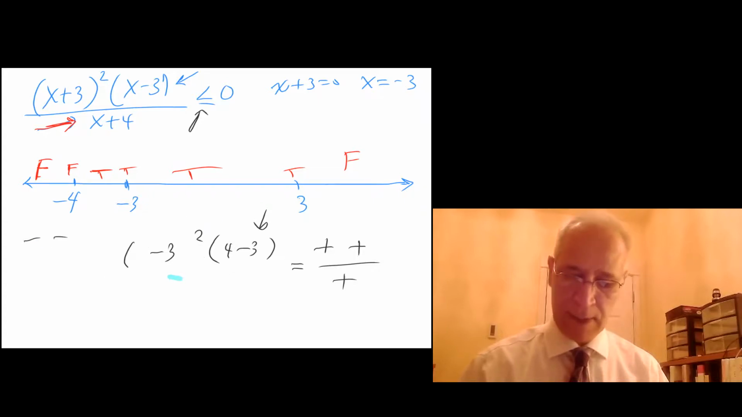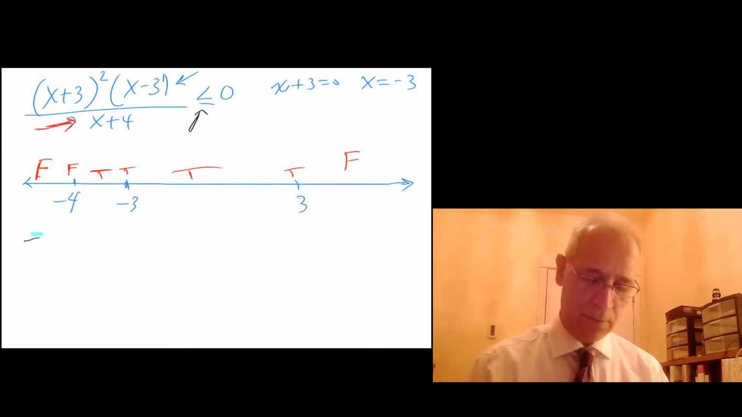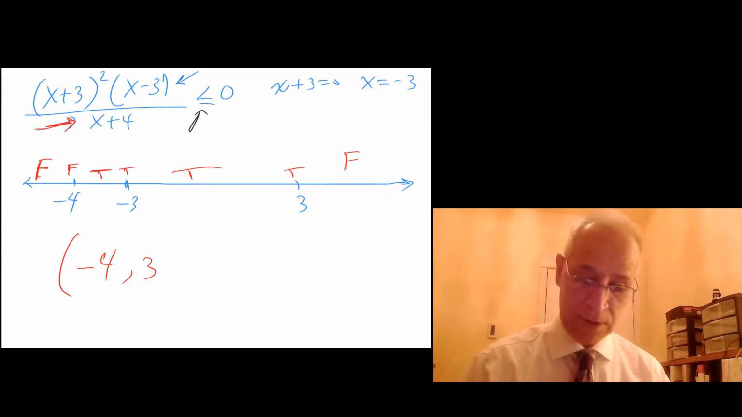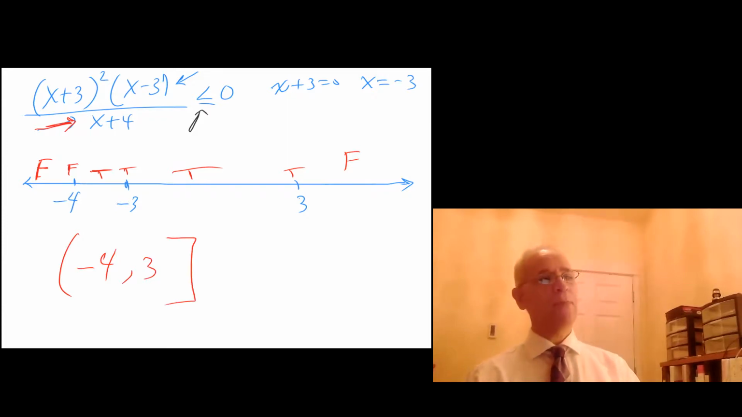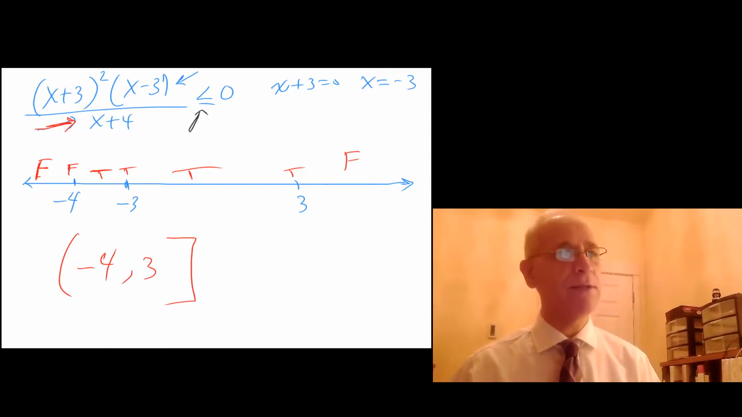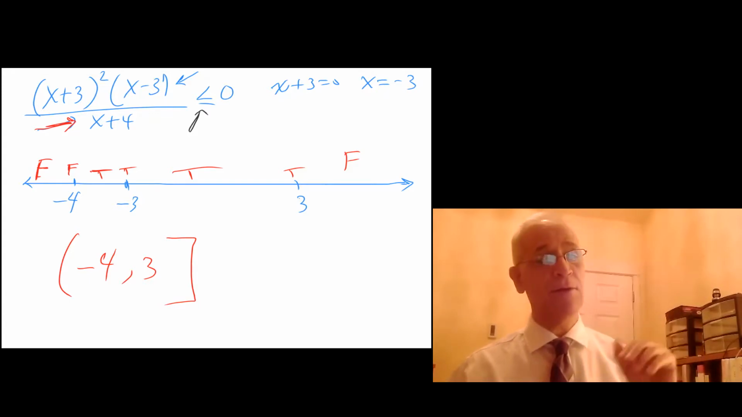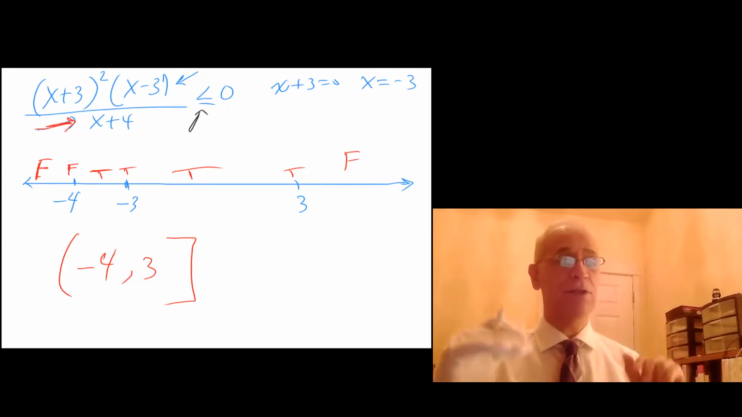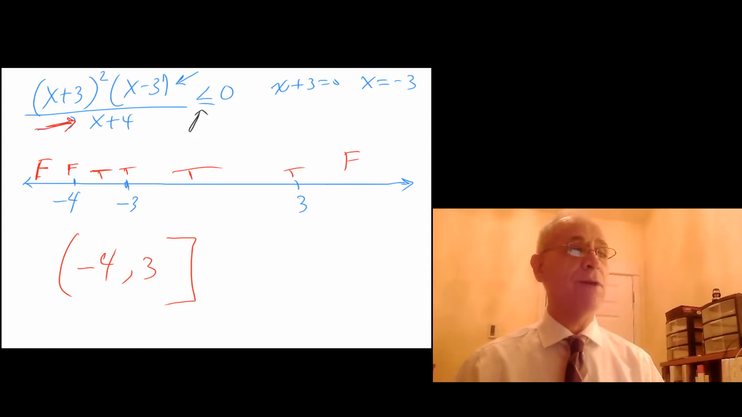So what is my solution set? Using interval notation, starting from -4, but -4 is not included, and go all the way to 3, and positive 3 is included. So that's the only interval between -4 and 3 that makes this inequality true. In other words, if you graph this inequality, you will see that from -4, not included, all the way to 3, 3 included, the graph is below the x-axis, and at 3, it's touching the x-axis.